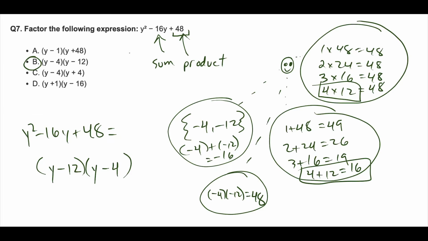Okay. Now just know this little add multiply trick only works when you have a 1y squared in front. Notice that there's an invisible 1 here. If it's something other than a 1, then you have to rely on a different method, but this is the method here when you have a 1y squared.